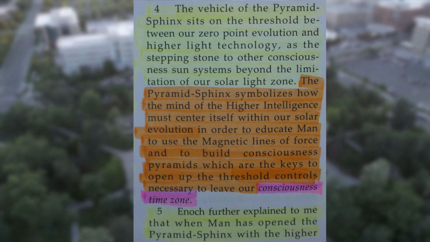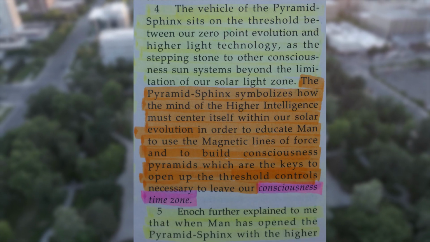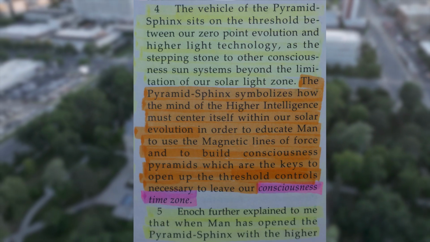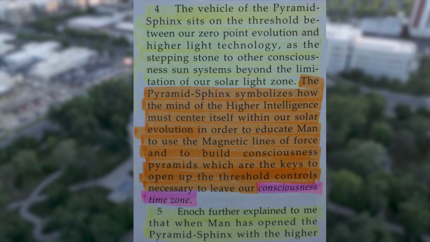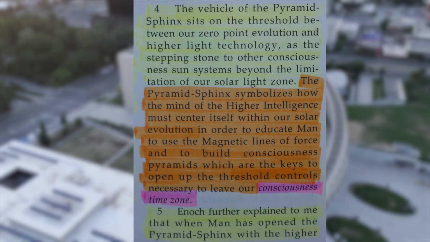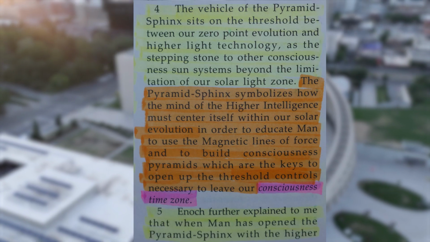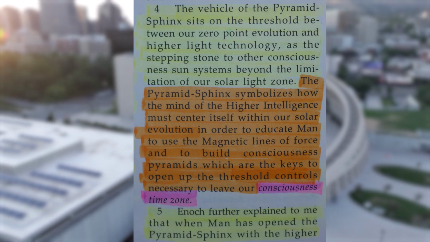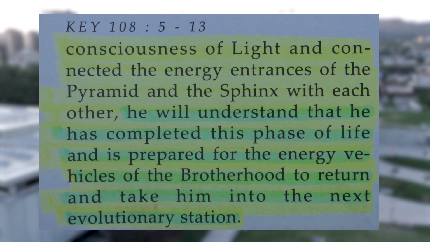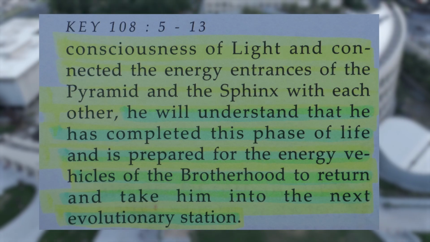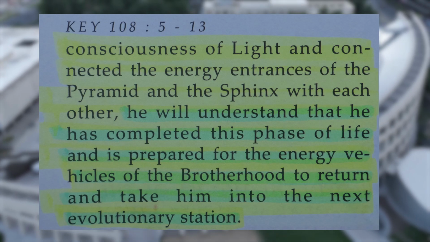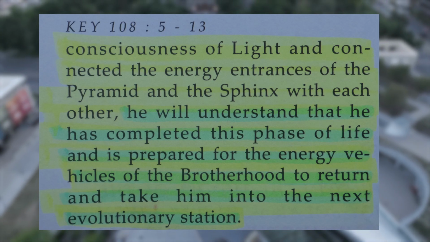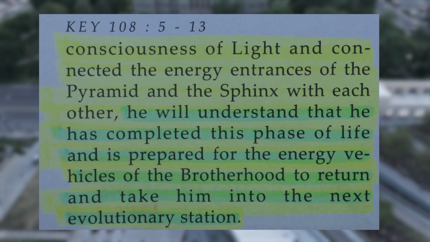The pyramid sphinx symbolizes how the mind of the higher intelligence must center itself within our solar evolution in order to educate higher man to use the magnetic lines of force and to build consciousness pyramids, which are the keys to open up the threshold controls necessary to leave our consciousness time zone. Enoch further explained to me that when higher man has opened the pyramid sphinx with the higher consciousness of light and connected the energy entrances of the pyramid and the sphinx with each other, he will understand that he has completed this phase of life and is prepared for the energy vehicles of the brotherhood to return and take him into the next evolutionary station.